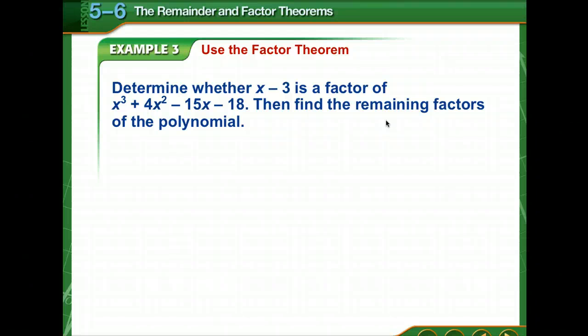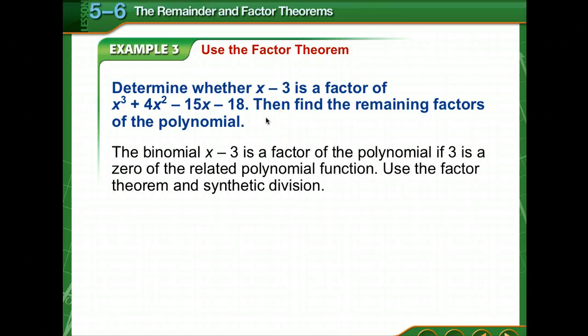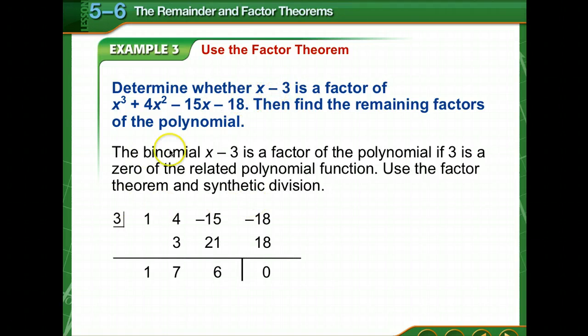So now let's use the factor theorem. We are to determine whether x minus 3 is a factor of this polynomial, then find the remaining factors. Use the factor theorem in synthetic division. Okay, so this is x minus 3, so we put a positive 3 in the box. We have a 1, a 4, negative 15, and negative 18. They are in descending order. We're not missing any variables. And we've got a constant. We're not missing that either.